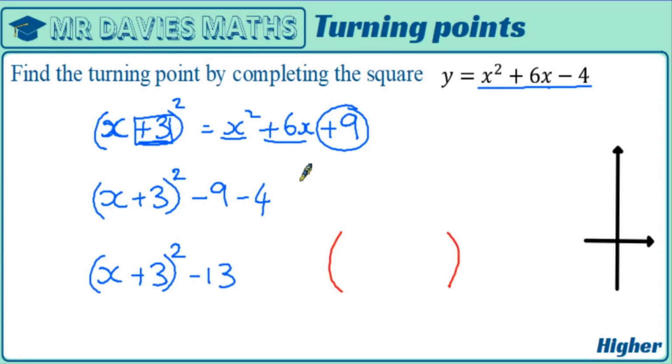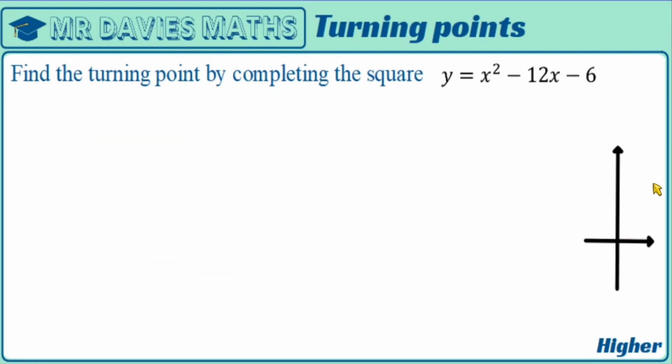My minimum point for this graph is going to be the opposite of this value, minus 3, and the actual value of this one, so minus 13. So it's actually going to go 1, 2, 3 backwards, 1, 2, 3, 4, 5, 6, 7, 8, 9, 10, 11, 12, 13. So there is going to be the turning point in this graph. Bit of a bad diagram that one, so I'll probably do that one again. Okay, so down here.